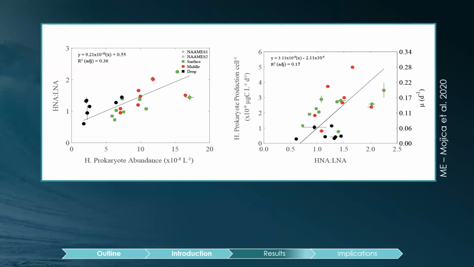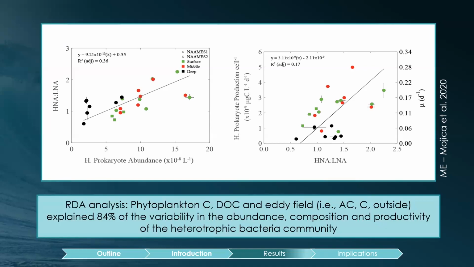Well, I ran an RDA analysis. Again, I'm not going to make you look at those, but it revealed that phytoplankton carbon, DOC, and eddy field explain 84% of the variability in the abundance, composition, and productivity of these 2 groups. And the heterotrophic prokaryote abundance, specific growth rate, and fraction of HNA cells were higher in cyclonic eddies, consistent with higher phytoplankton carbon.